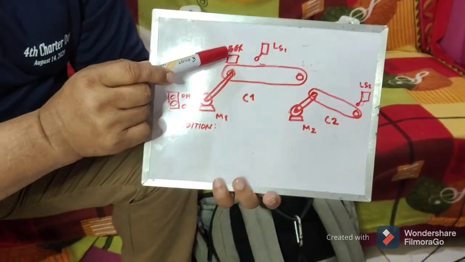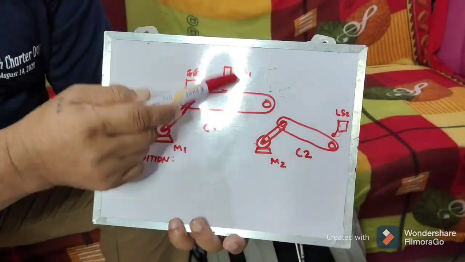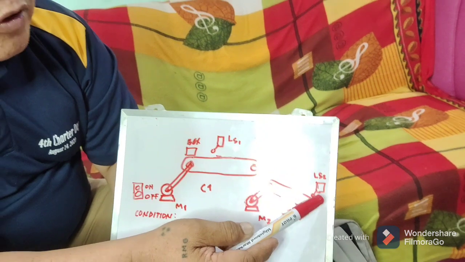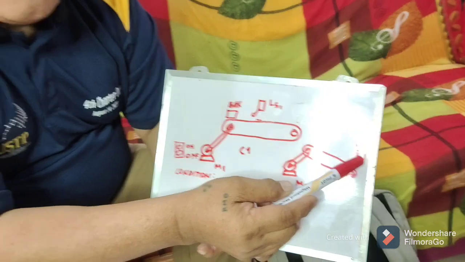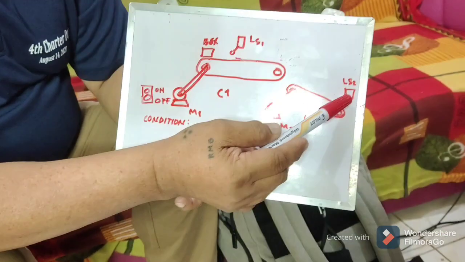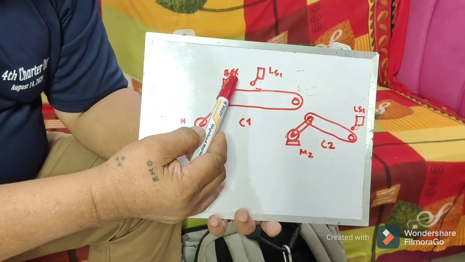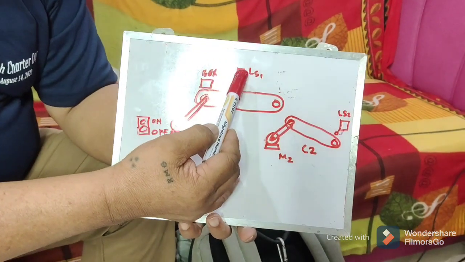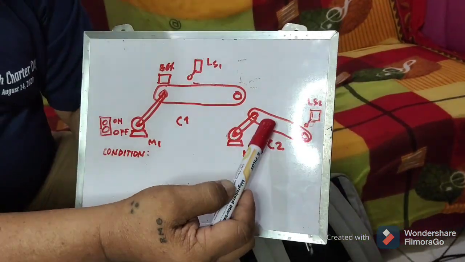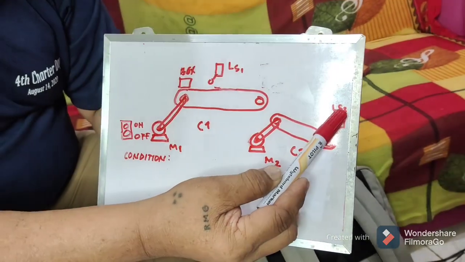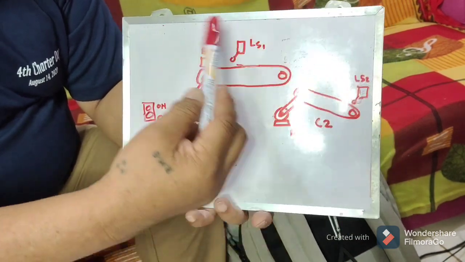Okay? So you have your box. Then you have your limit switch that is being installed at the middle of your conveyor. And then you have also here a limit switch installed at the end of the second conveyor. So try to look at the diagram or the illustration. Again, you have here the box. Then you have the limit switch 1 that is being installed at the middle of the conveyor 1. And then you have conveyor 2. Then you have a limit switch installed at the end of the conveyor 2. So that is the installation.